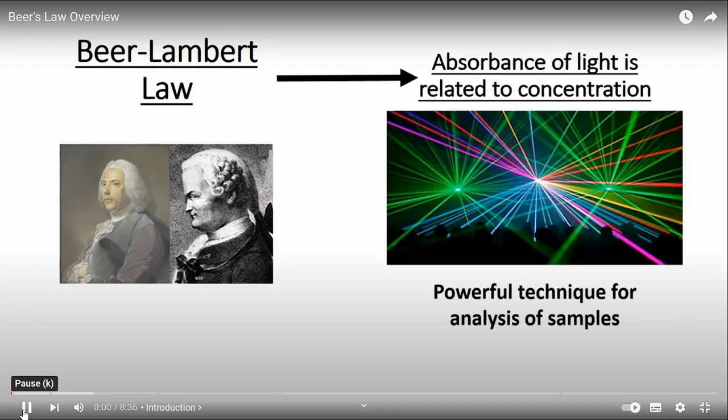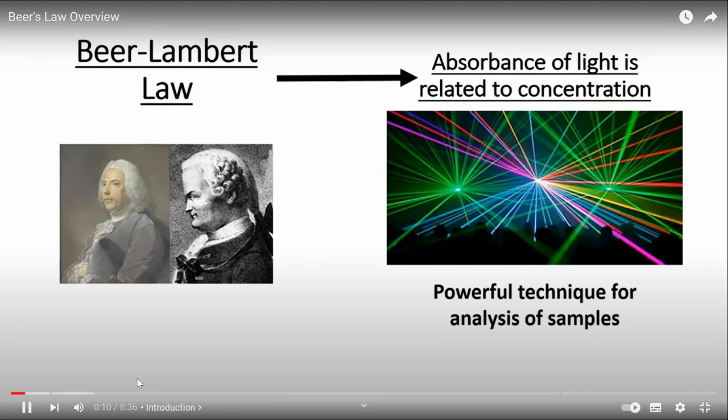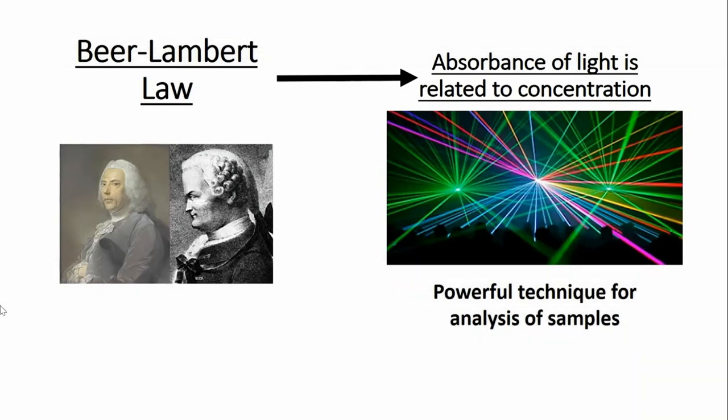Hello everyone, this video is to give you a quick overview of the Beer-Lambert law and how we use it in the chemistry lab. Unlike the name suggests, the Beer-Lambert law has absolutely nothing to do with beer. It's actually named for these two guys, Beer and Lambert, who were the first to recognize that the absorbance of light is related to the concentration of whatever they were looking at. This is a very powerful technique for the analysis of samples in the chem lab, and it's something we'll be using fairly frequently during the semester.